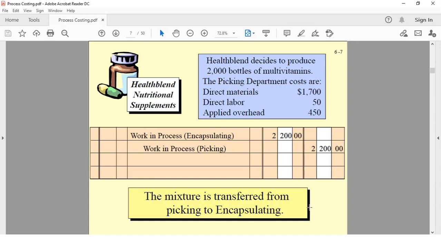We have here the journal entries. For instance, Health Blend decides to produce 2,000 bottles of multivitamins. These are the costs incurred by the picking department: 1,750 and 450, for a total of 2,200. Once it is transferred from picking to encapsulating, you can see here that the work in process of picking is credited and then you debit the work in process of encapsulating.